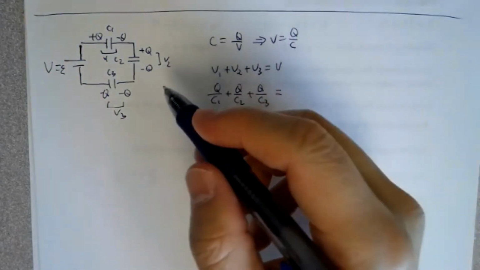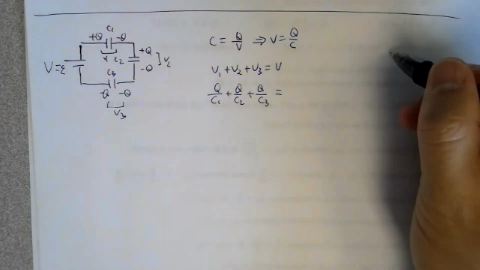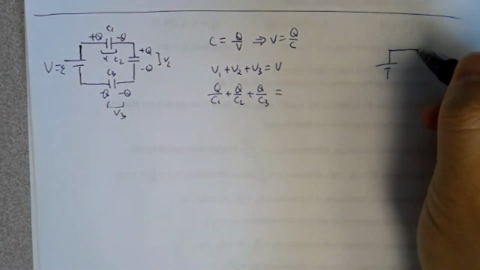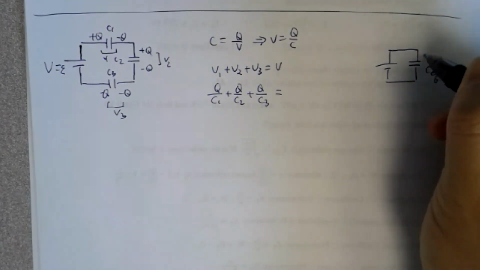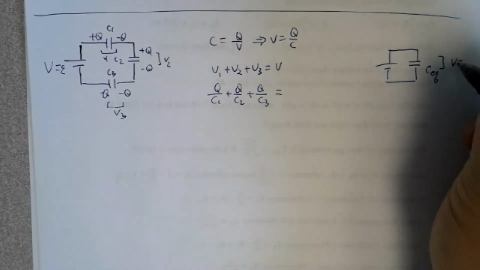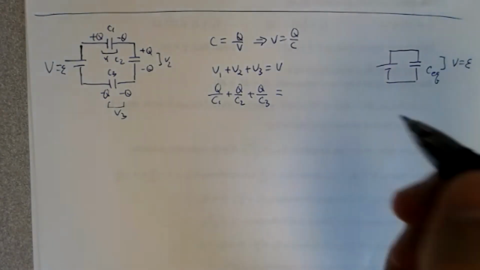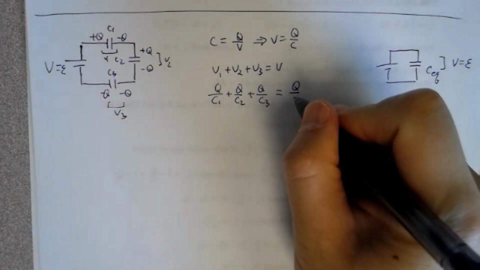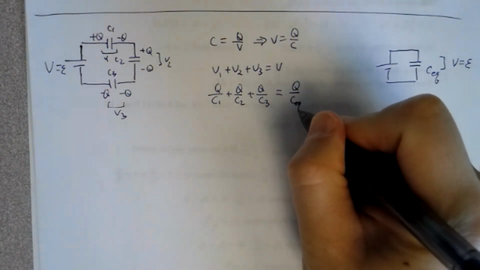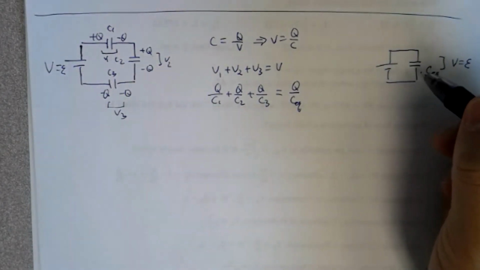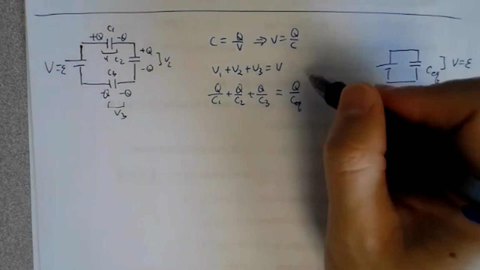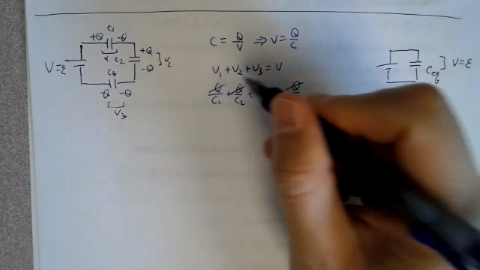divided by the epsilon naught, which is for the equivalent, right? If you have just one single equivalent CEQ, then the voltage across this should be V, the same as epsilon. So that would be Q over CEQ, because charges will be positive Q on one plate and negative Q on the other. So the Q will be the same overall.